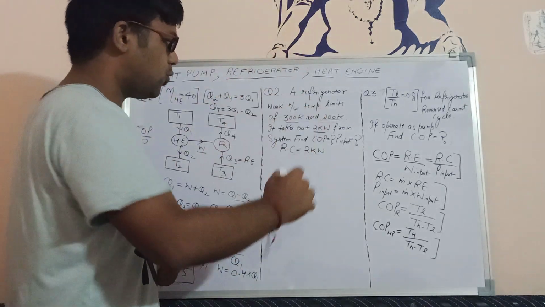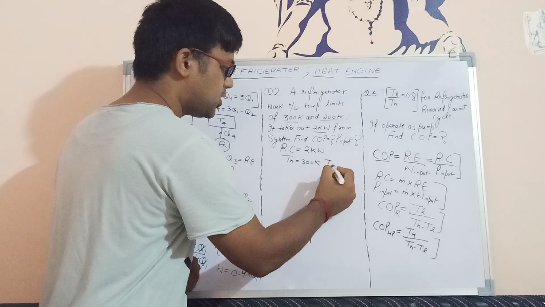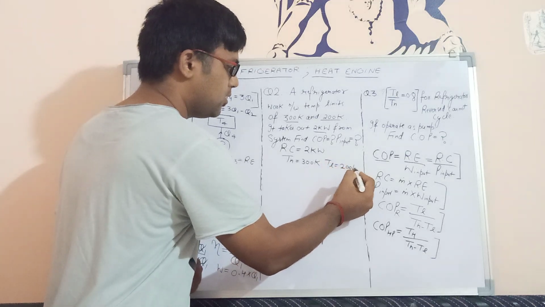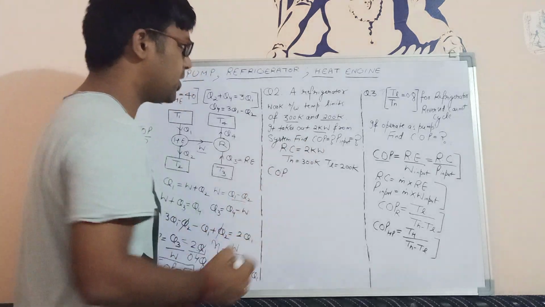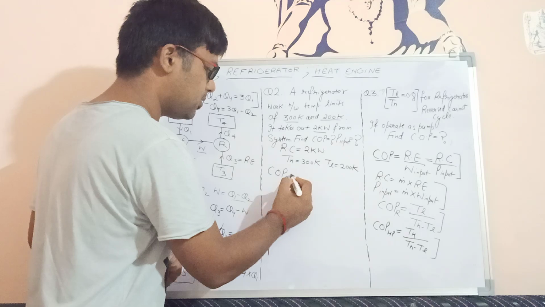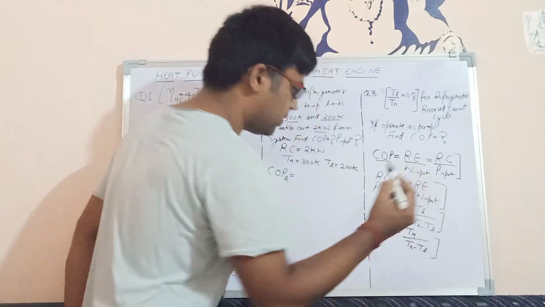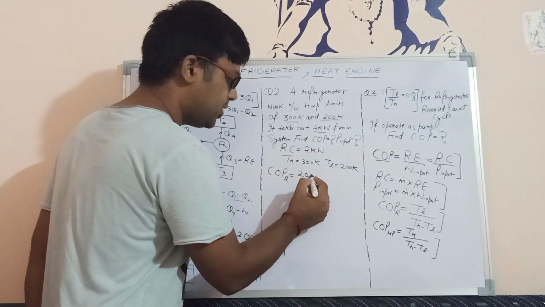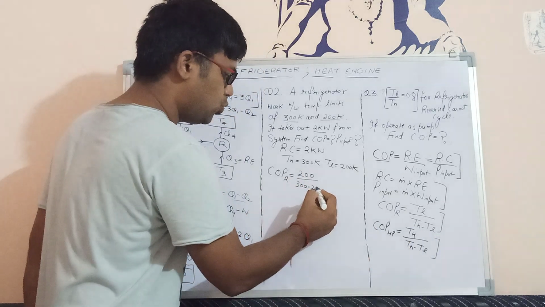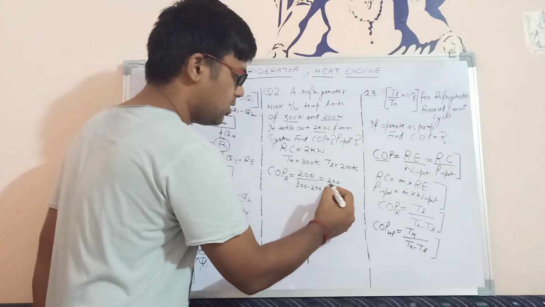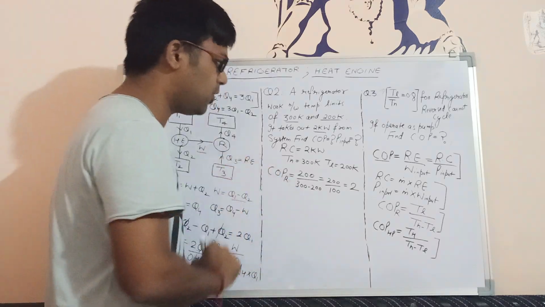Temperatures are given to you. The high temperature, TH, is 300 Kelvin. TL, that is low temperature, is 200 Kelvin. The question is to find the value of COP. It is working as a refrigerator. So COP of a refrigerator, when the temperature limits are given, is lower temperature upon higher minus lower. The lower temperature is 200, upon higher minus lower, that is 300 minus 200. So 200 upon 100 is equal to 2. This is the value of COP of the refrigerator.